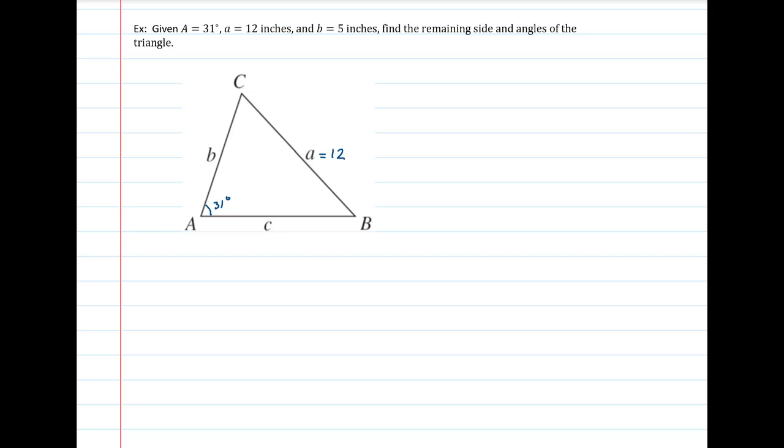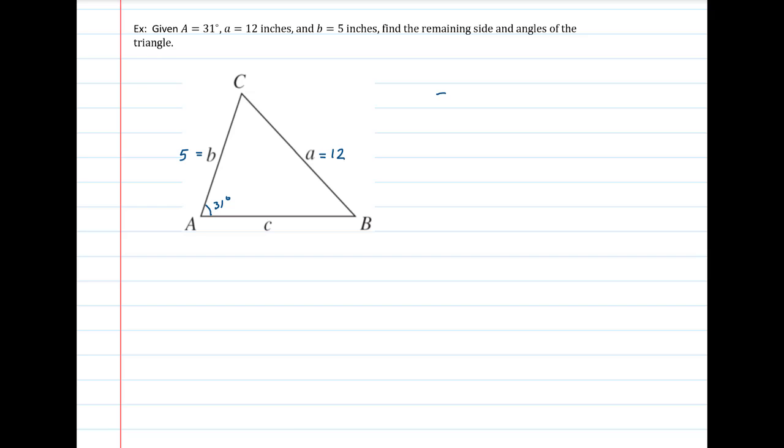All right, here we have another example, and in this case, I'm given an angle and two sides. Okay, so I'm going to label a to be 12. My angle A is 31 degrees, and then side b is 5 inches. We want to solve this triangle, finding the remaining side and angles. Okay, so here I can't find the angles by subtracting from 180 because I only have one. So I'm going to have to start with my law of sines here, set it up. And this is the case of side-side-angle.